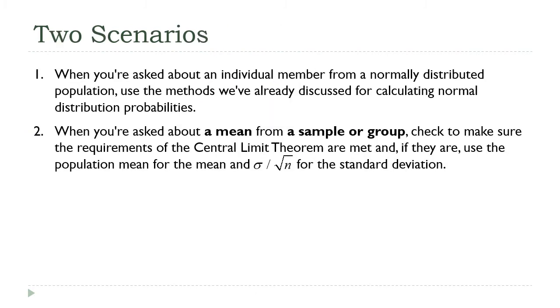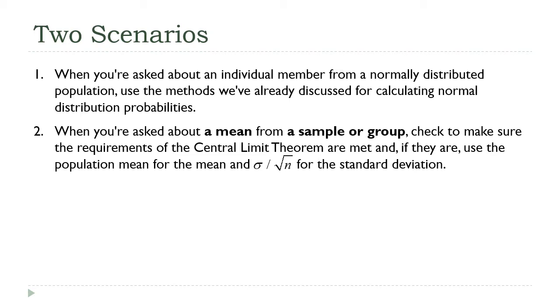So I've outlined two scenarios here, two scenarios that you have to have firmly in your head. In the first one, if you're being asked about an individual member, one person, one package, one machine part from a normally distributed population, then you use the methods we've been talking about in the previous lectures in this chapter. If you're asked about a mean, I want to emphasize that part right there. This does not apply to anything except a mean. We're going to talk about proportions in the next lecture.